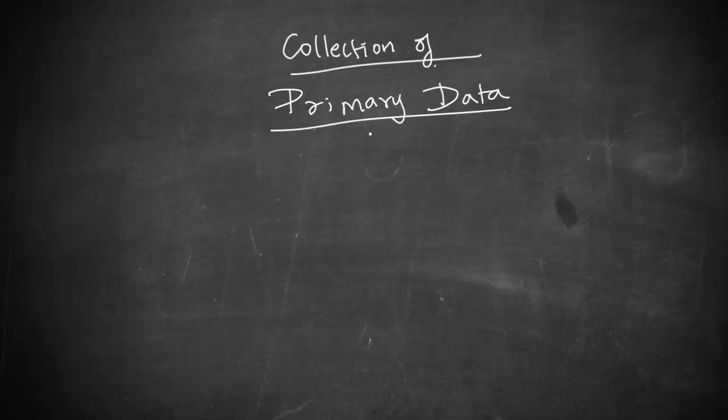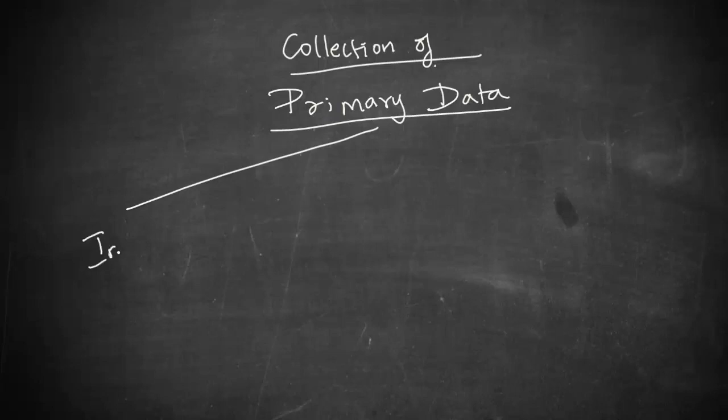In the previous video, we have understood that data can be classified into two: primary data and secondary data. Primary data is something which is collected for the first time. So how can this primary data be collected? The primary data can be collected in four methods.